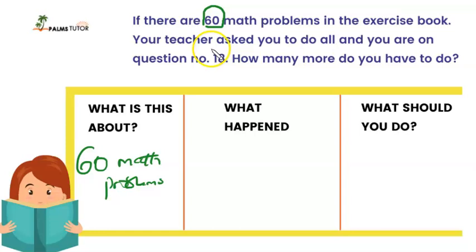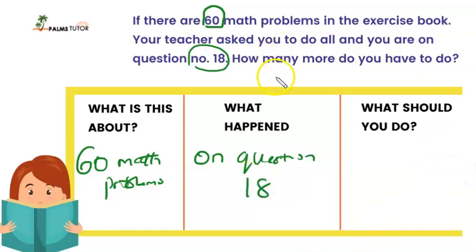Now, your teacher asks you to do all of them. And you are on question number 18. So what happened? You have just done 18. Is that not so? Out of how many? 60. So on question 18, now what should you do? The question says, how many more do you have to do? If you have 60 and you have done 18, how many more do you have to do?